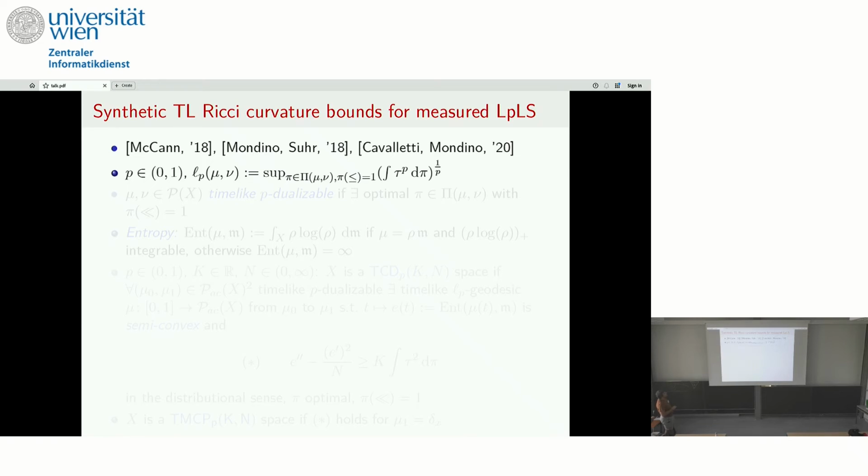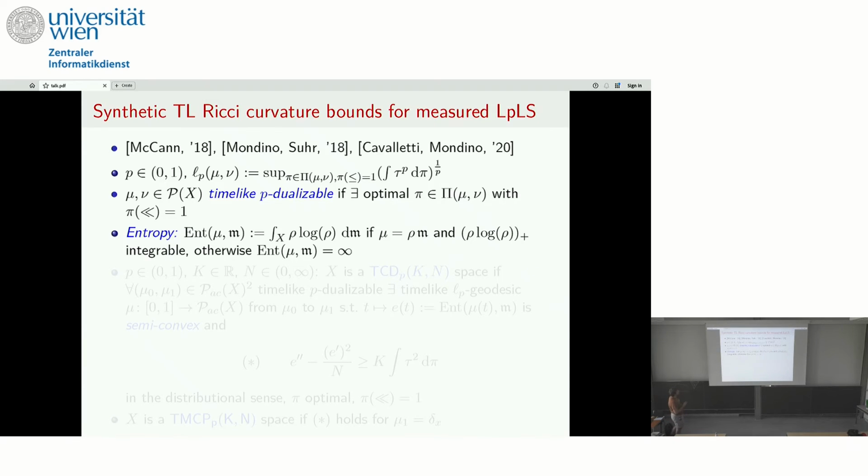So it could also be that there is no such coupling, and then this would be minus infinity. Whereas in the usual optimal transport, there is always a coupling, like the product measure. This is not the case here. Then we call two probability measures time-like p-dualizable if there exists an optimal coupling which actually gives full measure to the time-like relation.